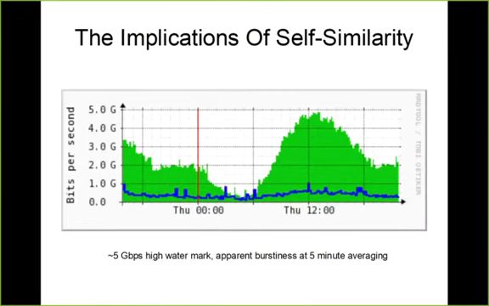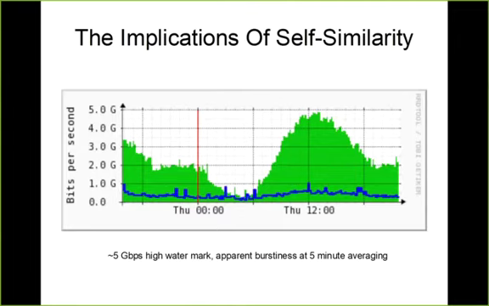So the reason for the teaser in the abstract, the reason that you can see microsecond level bursts in a 5-minute sample MRTG graph, is because network traffic is self-similar. So if you see bursts here, you've got bursts down in the mud.